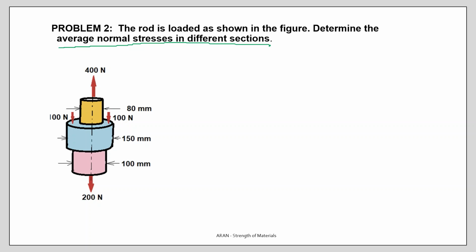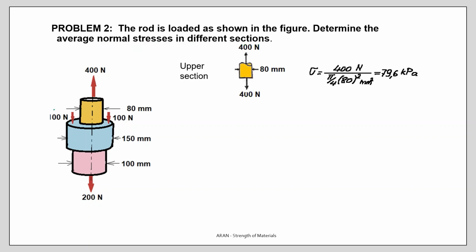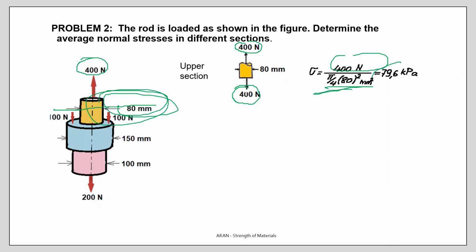First, we cut in yellow, and the free body diagram shows me the internal force is 400. 400 divided, now here the diameter is 80, so you calculate the stress in region yellow as 79.